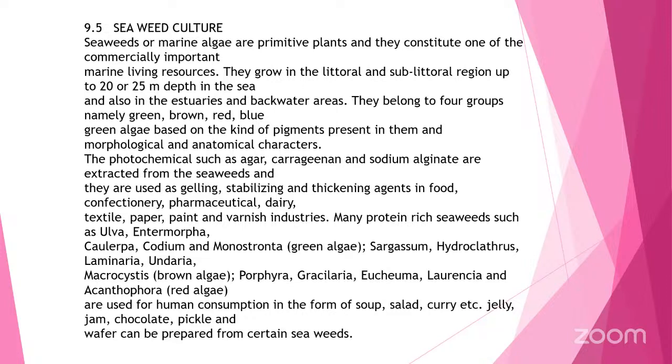Next, coming to seaweed culture. Seaweeds, or marine algae, are primitive plants and they constitute one of the commercially important marine living resources. They grow in the littoral and sublittoral regions up to 20 to 25 meters depth in the sea and also in the estuaries and backwater areas. They belong to four groups, namely green, brown, red, and blue-green algae, based on the kind of pigments present in them and morphological and anatomical characters.